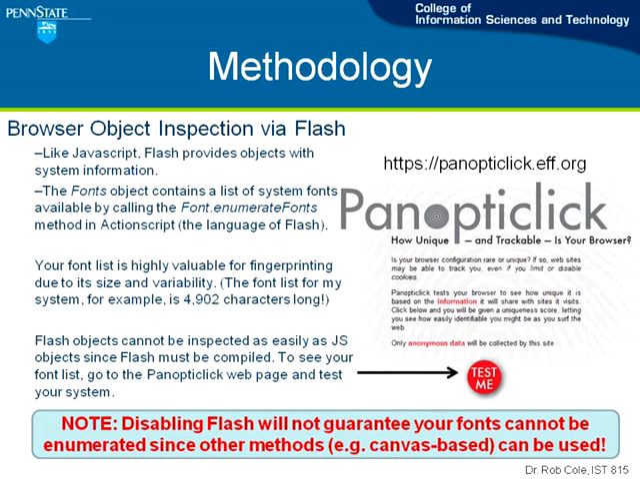Flash is another mobile code technology like JavaScript that provides objects with system properties. Flash is particularly useful for obtaining the list of fonts installed on your system. That data is in an object called fonts and is accessible through the enumerateFonts method of that object. Because systems can have very large font collections, this data is highly valuable as a fingerprint.